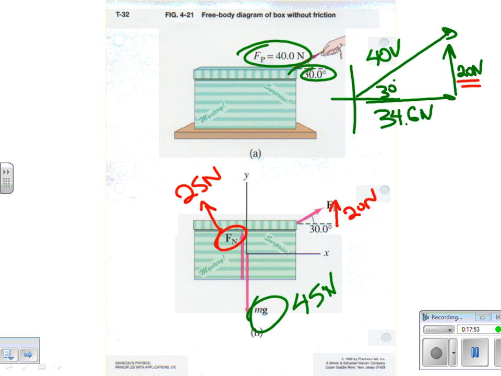I've got 45 newtons down, and now I've got 25 newtons from the table plus 20 from the rope up, and the box is still standing still. Does that make sense? But I'm also pulling with 35 newtons to the right. So unless there's 35 newtons of friction, it will be sliding to the right.